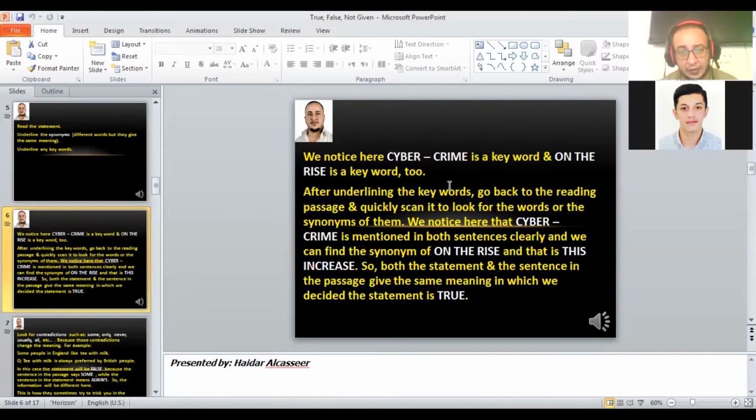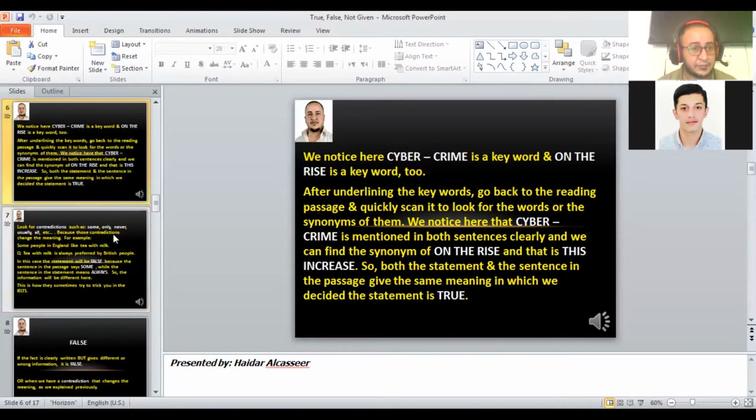After underlining the keywords, go back to the reading passage and quickly scan. Scan means look for these words or synonyms of them. We notice here cybercrime is mentioned in both sentences clearly, and we can find the synonym of on the rise, and that is this increase, because increase means go up, which means something more. Got the idea? Okay. And so both the statement and the sentence in the passage give the same meaning, so we decide the statement is true. Any questions here? No. Okay.